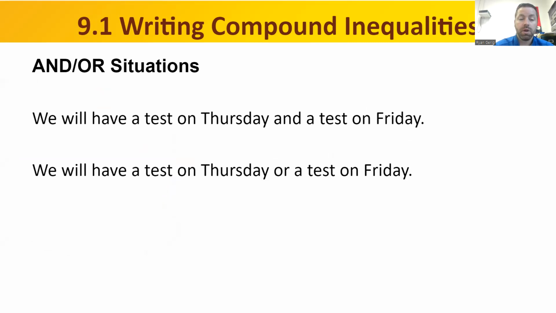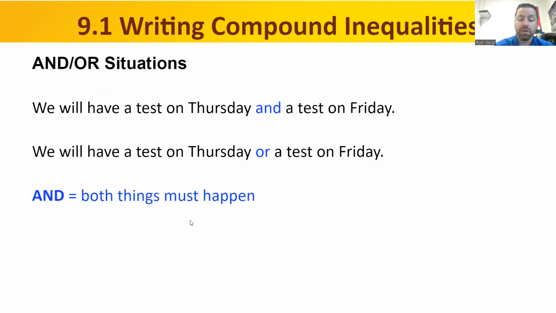We will have a test on Thursday and a test on Friday. And second statement, we will have a test on Thursday or a test on Friday. There's only one word that's different between those two statements, the word and or or. We're going to look at what that small word does to the meaning of each of those statements. Well, and means both things must happen.